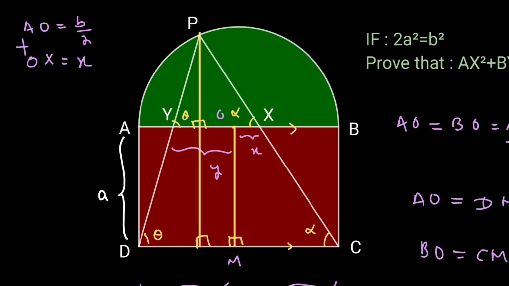So if I just add these two lengths, I will get AO plus OX, and according to the diagram, that will ultimately form AX, and that would be equal to b/2 plus x. Okay, keep this as equation number 1.